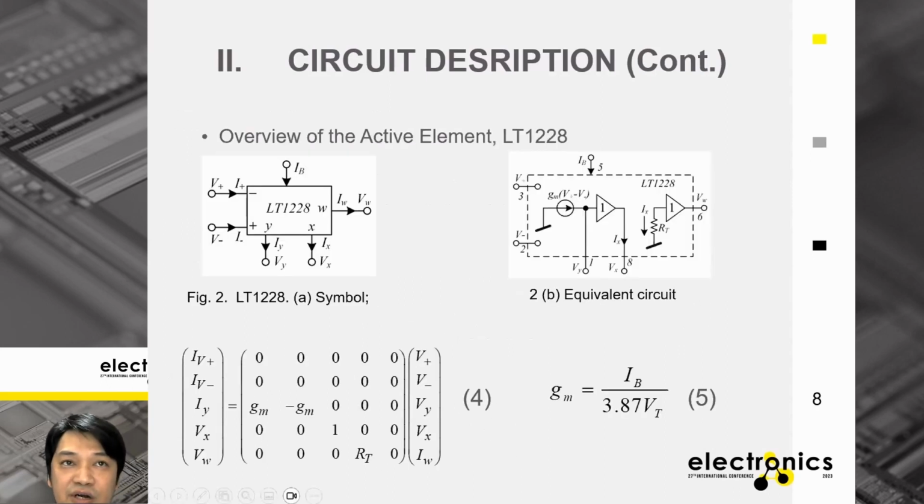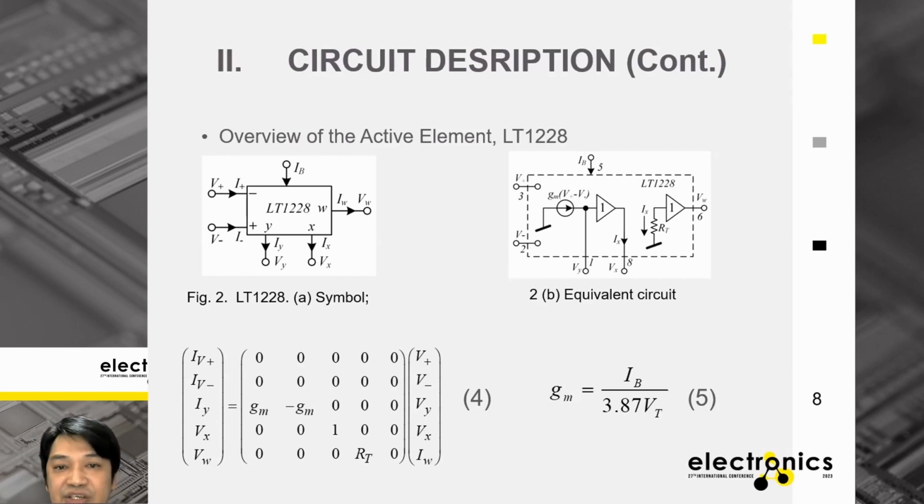Let me show for the next one. Overview of the active element LT1228 as I proposed in this paper. This active device consists of the transconductance amplifier that we call the OTA, and then the next one consists of the current feedback amplifier that we call the CFA.